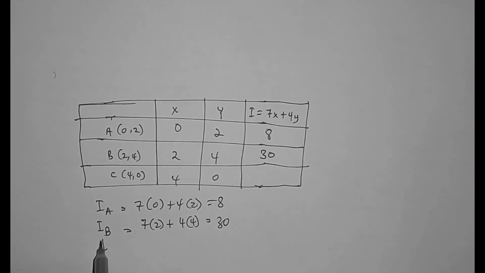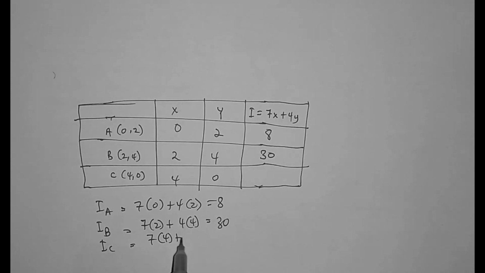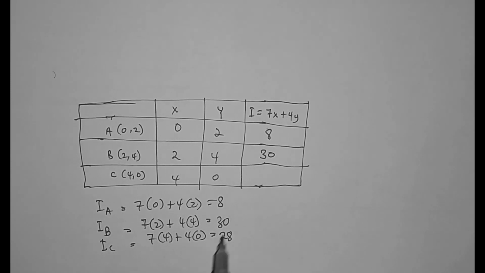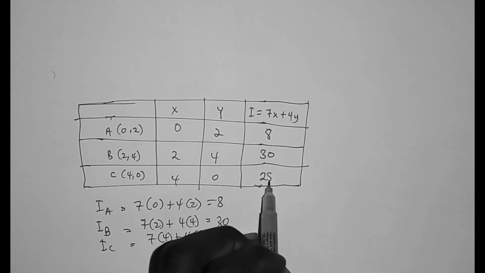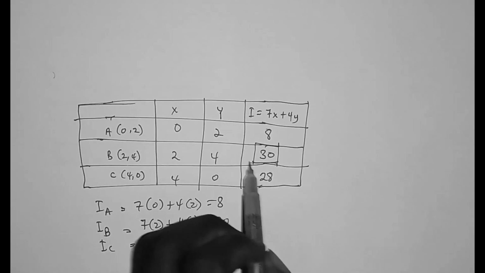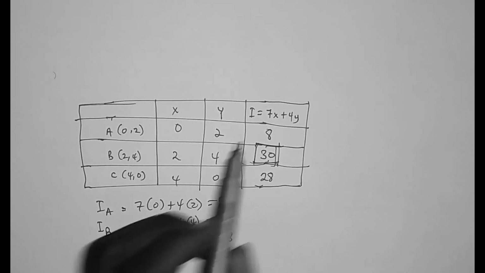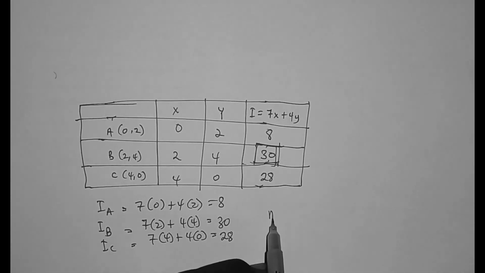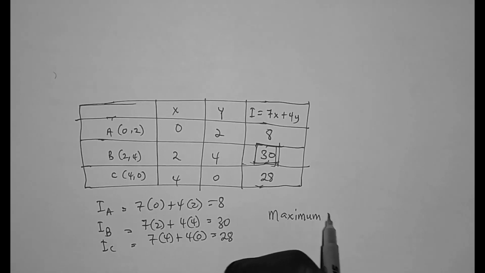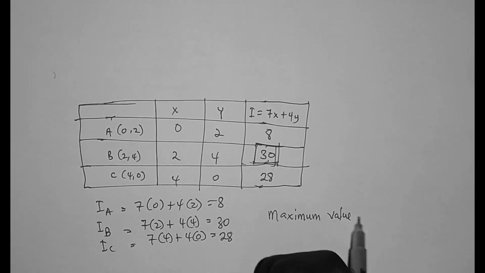And then let's find I of C. That is 7 times 4 plus 4 times 0. That will give us 28. So what is the maximum value? You see that 30 is the greatest value among the three. And therefore, the maximum value is equal to 30.